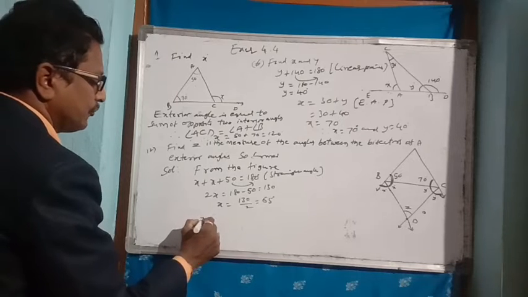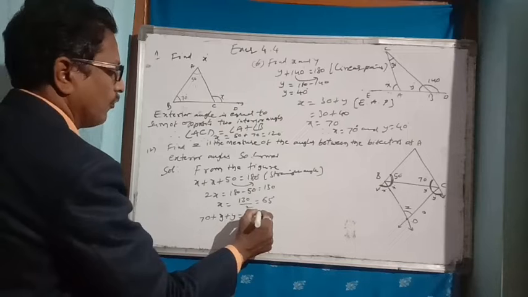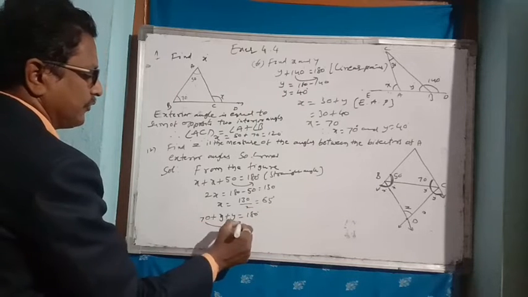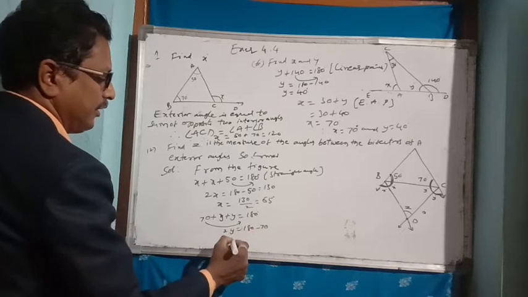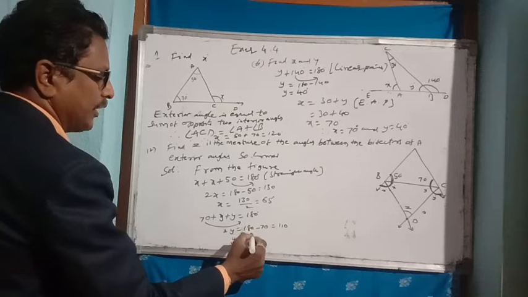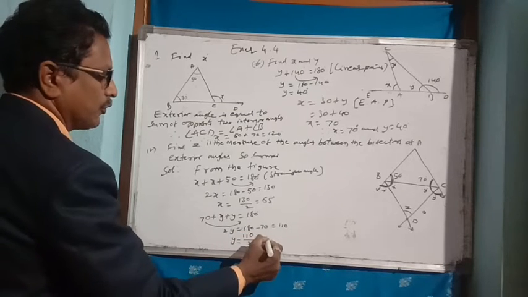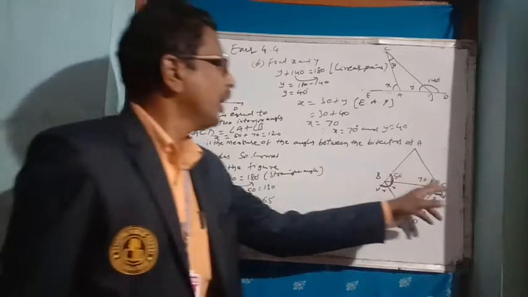Same as now at C. Here 70 plus Y is equal to 180. 70 sent to the right side. Y plus Y, 2Y, is equal to 180 minus 70. Y is equal to 110 by 2, which is equal to 55 degrees. Y is equal to 55.